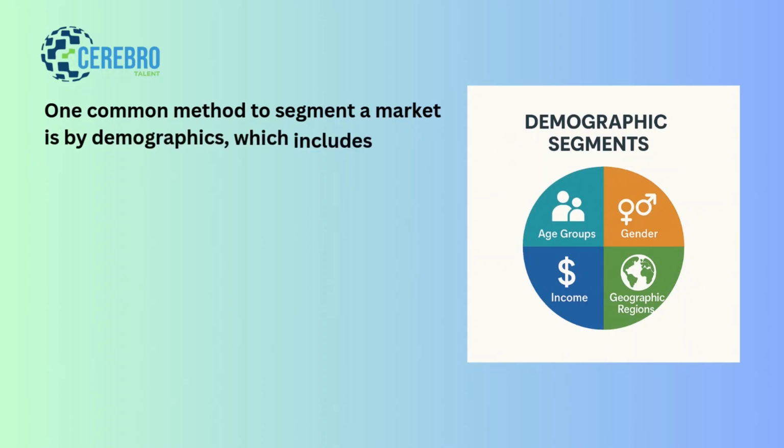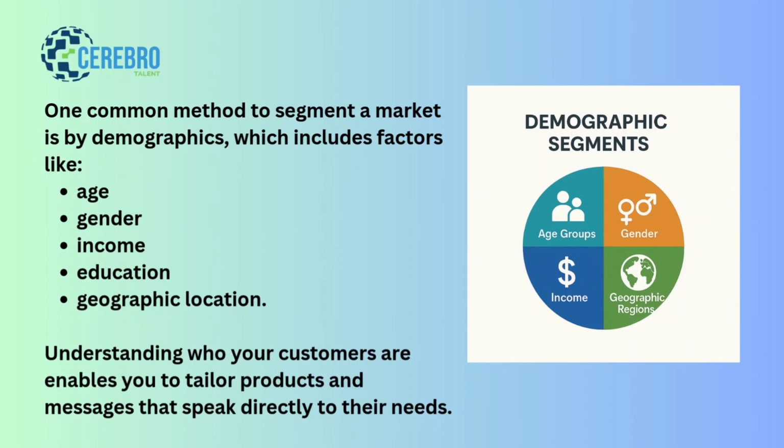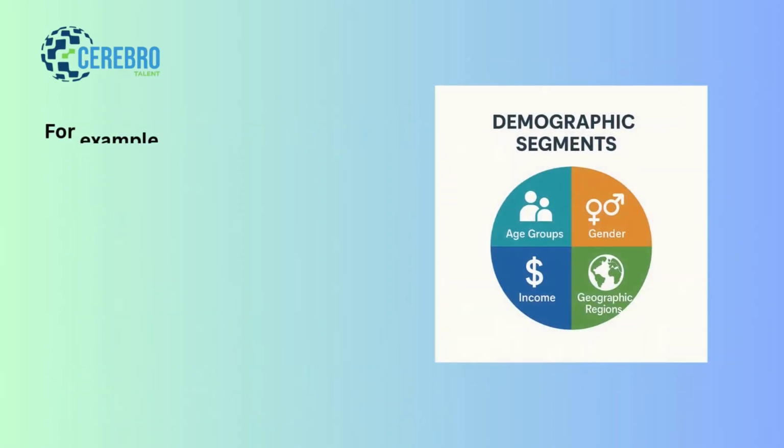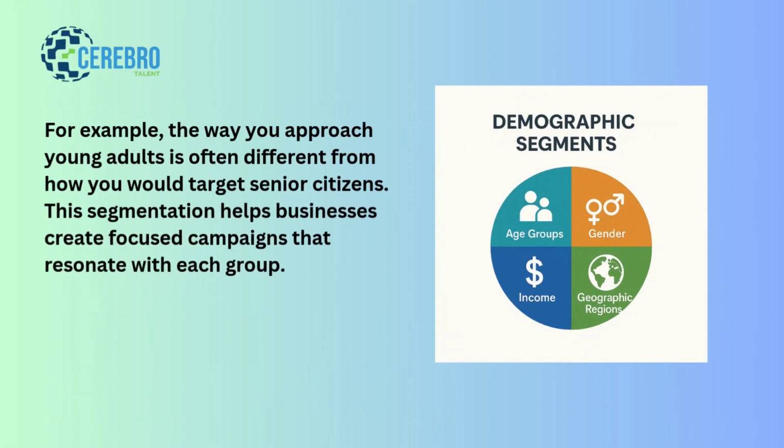One of the primary bases for segmentation is demographics, which includes age, gender, income, education, and geographic location. In this scene, we discuss how understanding demographic details enables marketers to tailor their products and campaigns. For instance, a company might design different messaging for young adults versus senior citizens. A simple diagram will illustrate how demographic factors segment the market, highlighting the differences and overlaps among various groups. This clarity helps you appreciate the role demographics play in crafting effective marketing strategies.